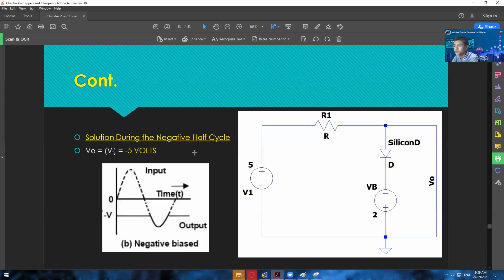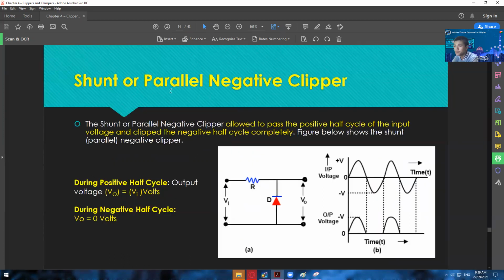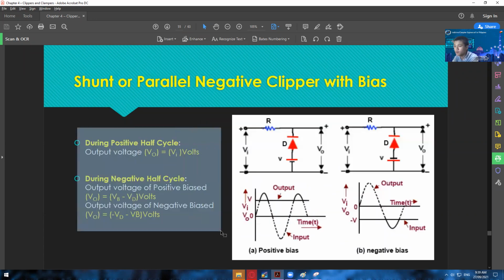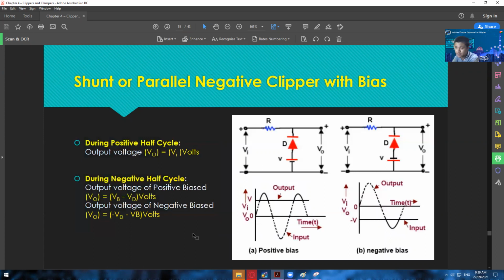So moving on to a parallel negative clipper, or shunt negative clipper. It's just the other way around of our positive parallel clipper. In here, during the positive half cycle, of course, we have a reading, but during the negative half cycle, we have a 0 volts reading. So without further ado, let's move on to the possible scenarios wherein during the positive half cycle, as always, VO is equal to VI. And then during the negative half cycle, we have this one.